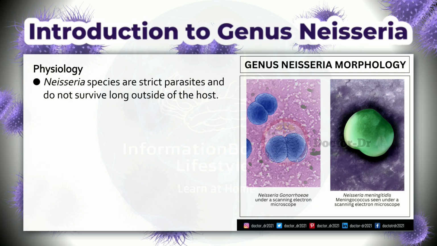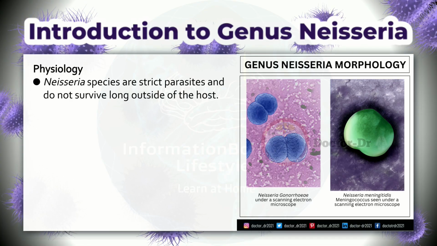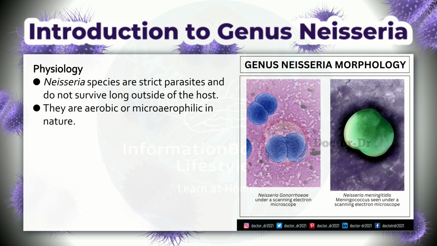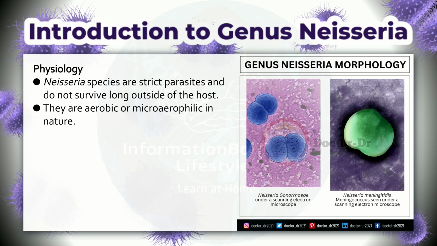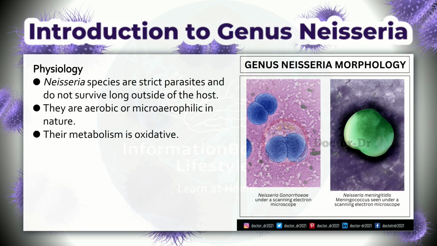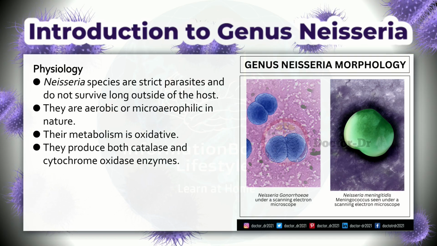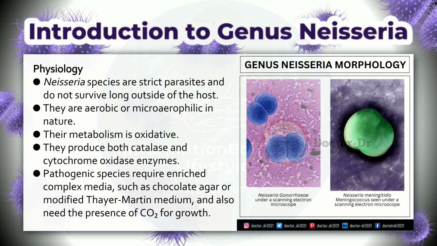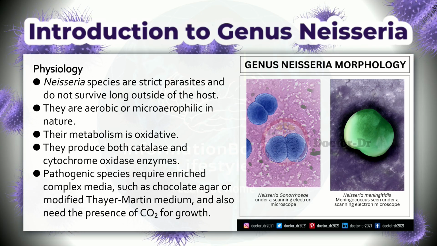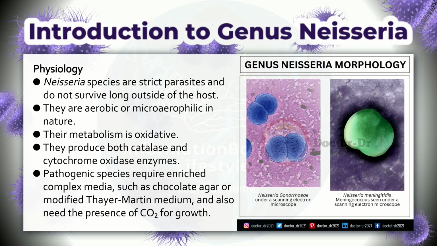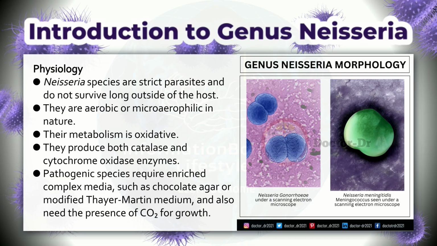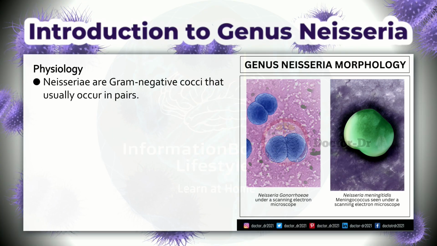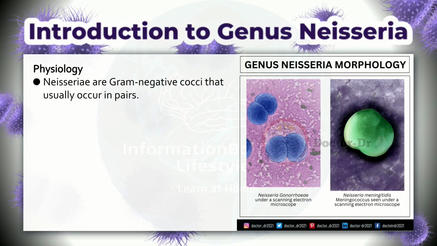Physiology. Neisseria species are strict parasites and do not survive long outside of the host. They are aerobic or microaerophilic in nature. Their metabolism is oxidative. They produce both catalase and cytochrome oxidase enzymes. Pathogenic species require enriched complex media, such as chocolate agar or modified Thayer-Martin medium, and also need the presence of CO2 for growth.